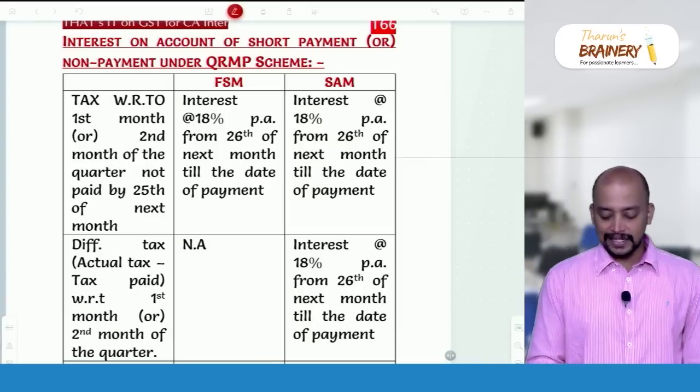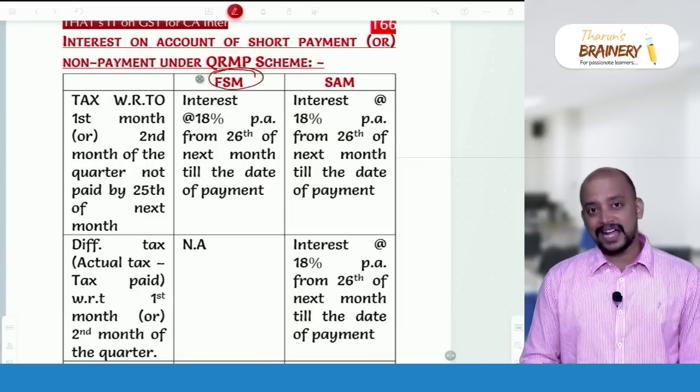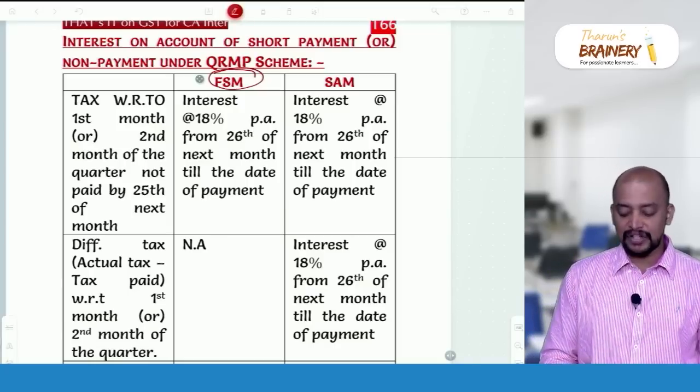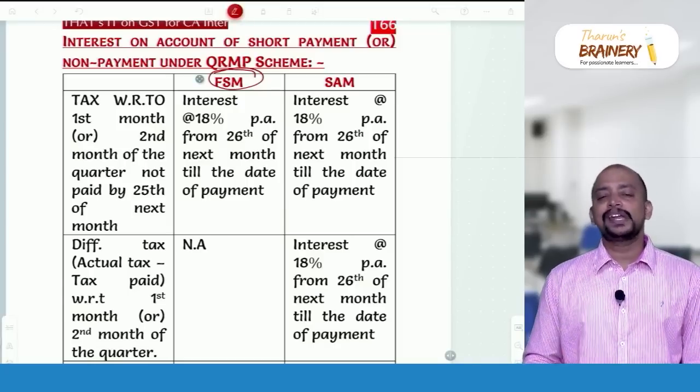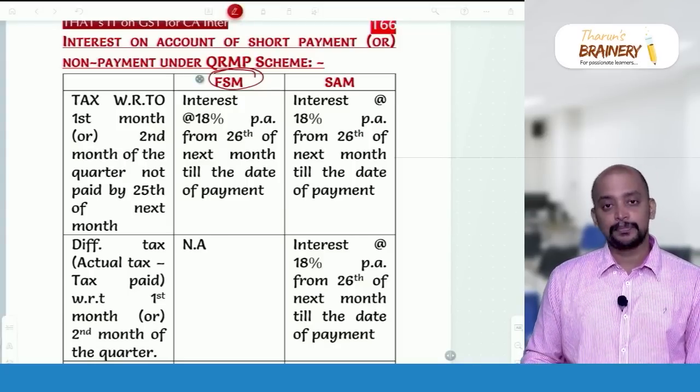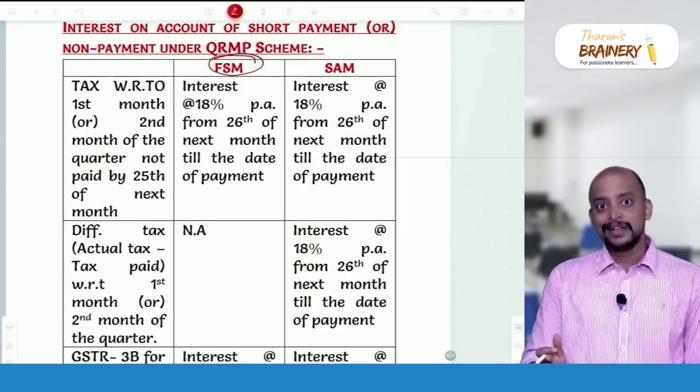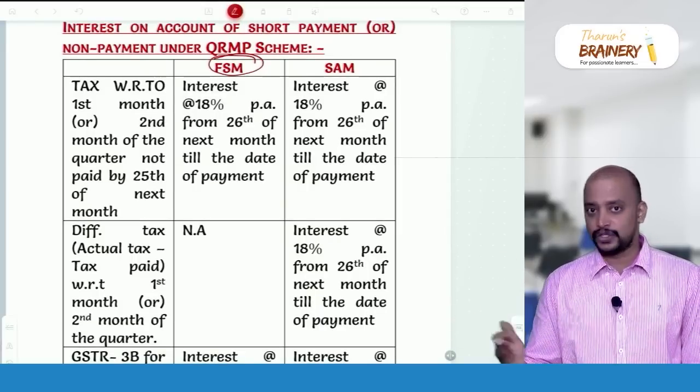First, in case of fixed sum method, we have to pay tax for the first month and second month by 25th of the month following every month. If we are not paying, we need to pay interest at the rate of 18% per annum from 26th of the next month till the date of actual payment.